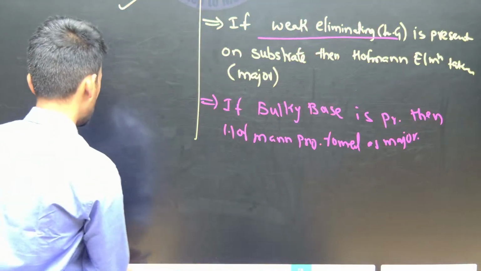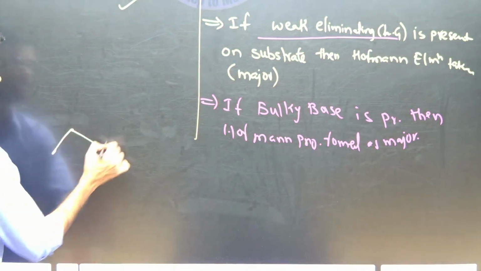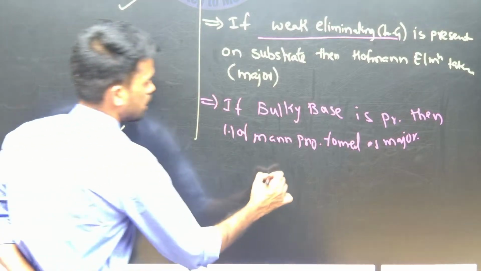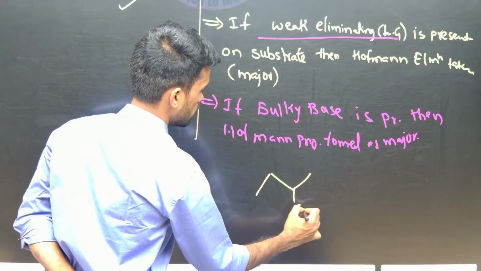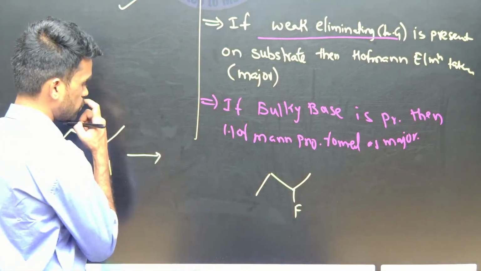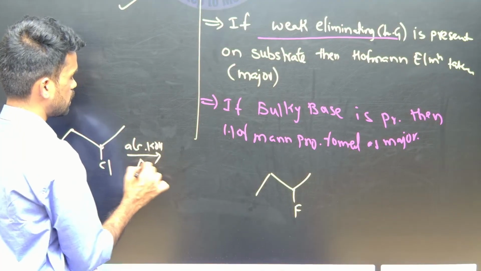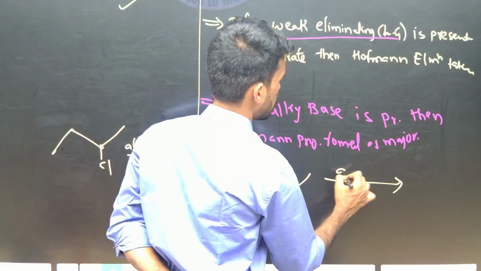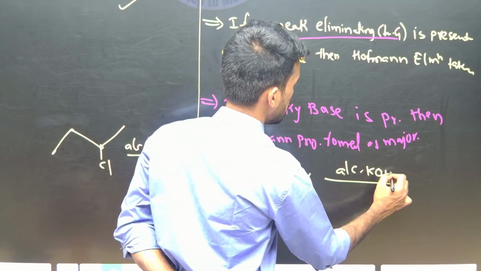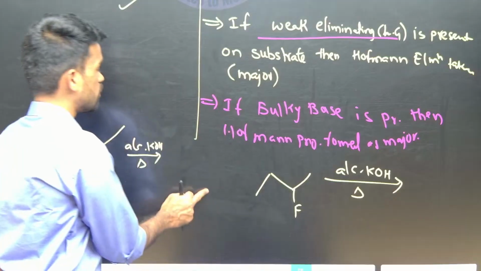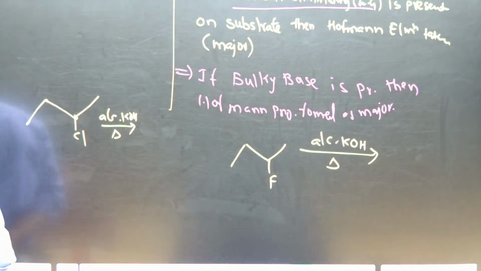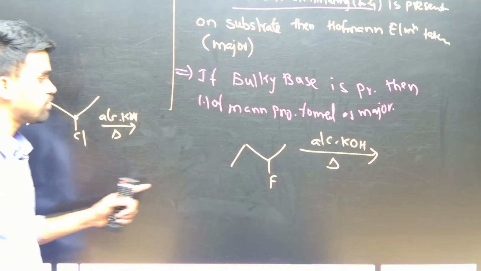Okay, for example, here I am writing, see what makes the difference. Here I am writing chlorine and here I am writing fluorine, and here I am using alcoholic KOH under heating condition. Same condition here also, alcoholic KOH under heating condition. So what is the difference between reaction 1 and 2? Here we have chlorine, there we have fluorine.